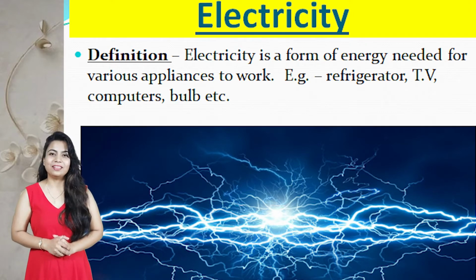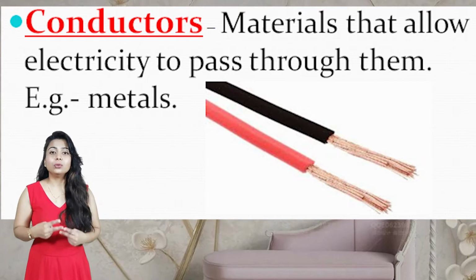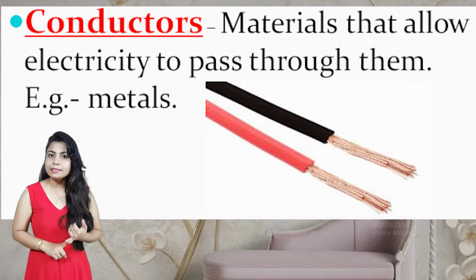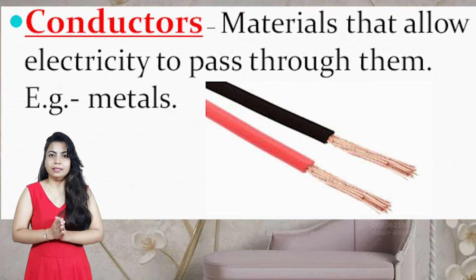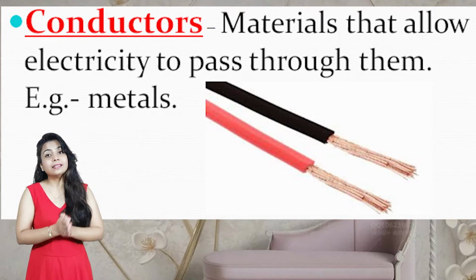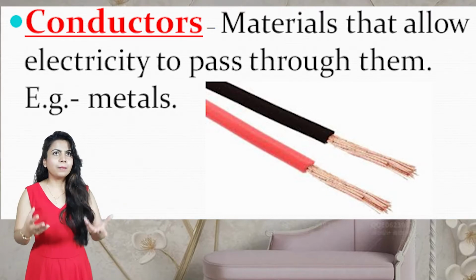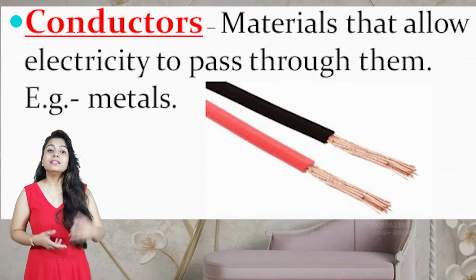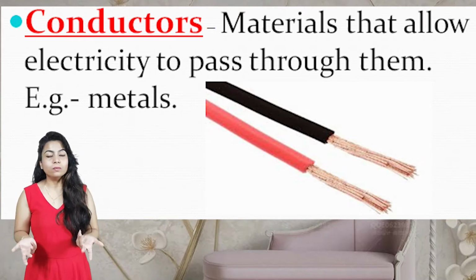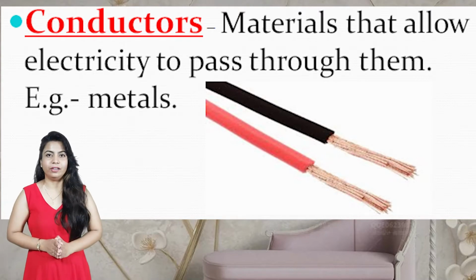it is very important for us. Now, before coming to the electric circuit, we should know two terms, that are conductors as well as insulators. Conductors are those materials through which electricity can pass, that are called conductors. For example, all the metals are conductors. For example, copper wire. You must have seen the wires in your homes that are made up of copper, because copper is a very good conductor of electricity.